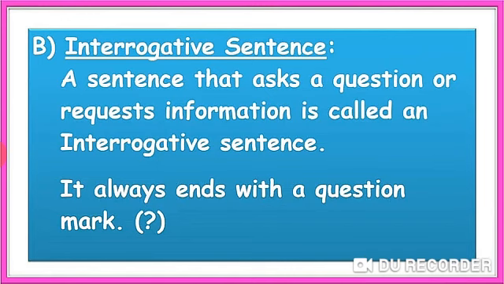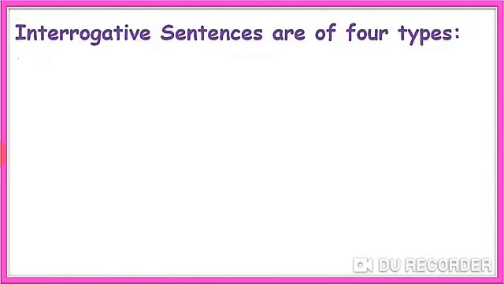Now let's understand what an interrogative sentence is. A sentence that asks a question or requests information is called an interrogative sentence. It always ends with a question mark. Interrogative sentences are of 4 types.